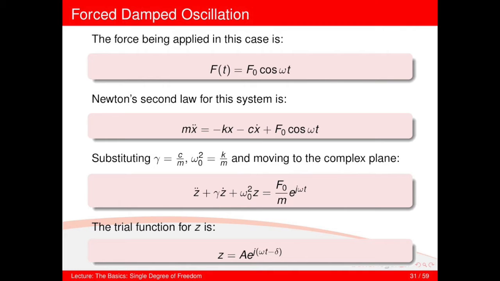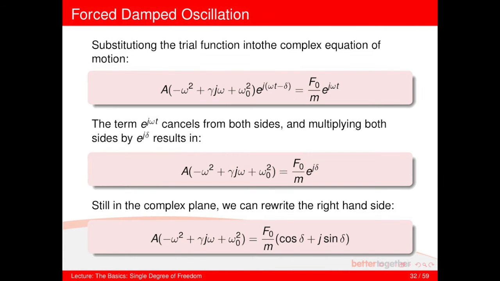Okay, we've got a phase in here which is delta. We'll worry about that in a minute, and we've got a certain amplitude. We don't know what that is yet. So we'll stick that in for z and see what happens. We end up with minus omega squared plus j gamma omega plus omega naught squared, times e^(j(omega t minus delta)), and that's equal to F naught upon m e^(j omega t). Because remember we took this equation and divided by m, you get F naught upon m over here. Okay, so we make that substitution.